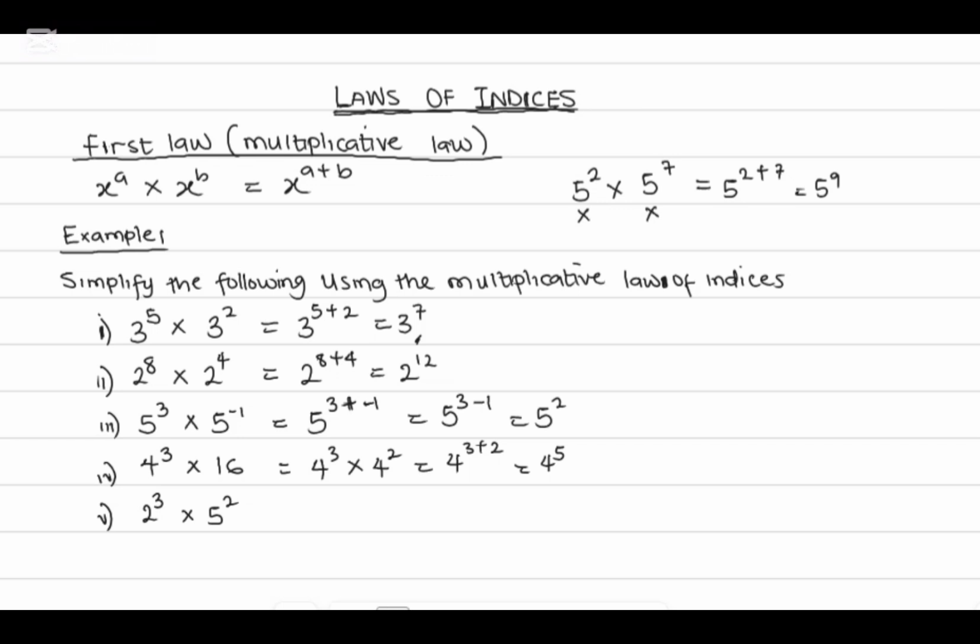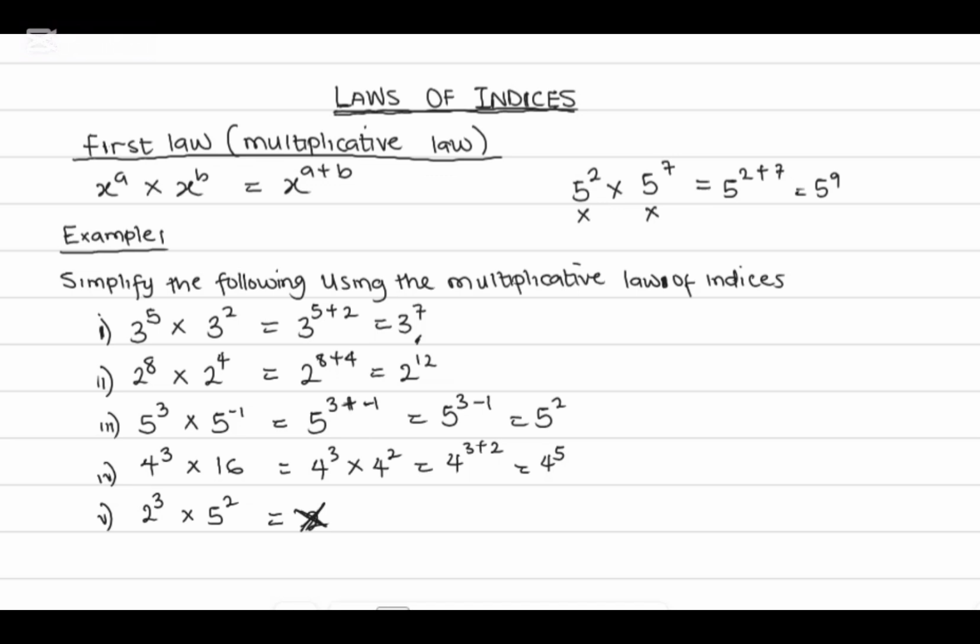We also have 2 raised to power 3 times 5 raised to power 2. Law of indices cannot be applied here, and why? It's because the two indices do not have the same base. So because of that, law of indices cannot be applied. It doesn't mean you cannot solve this question. You can still solve it, but not by applying indices.